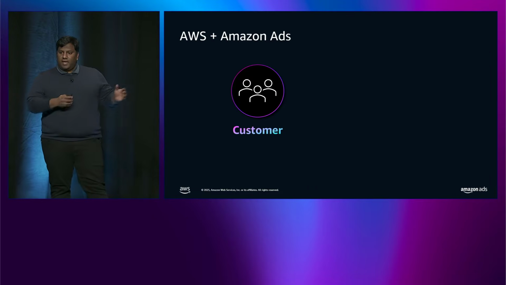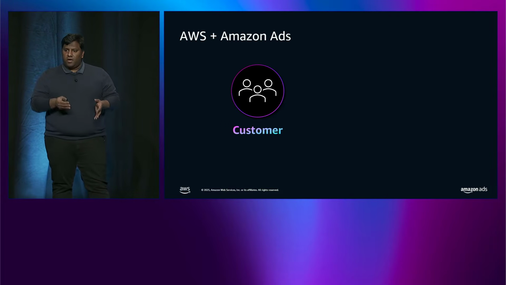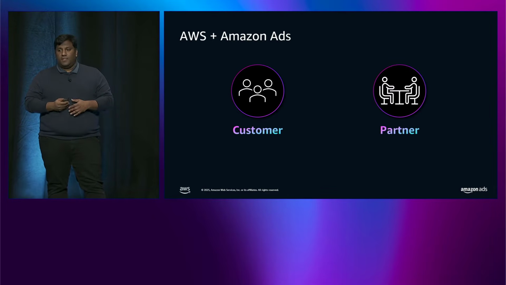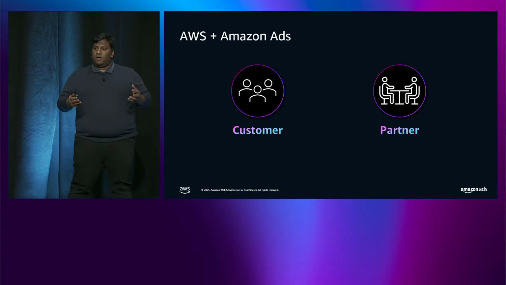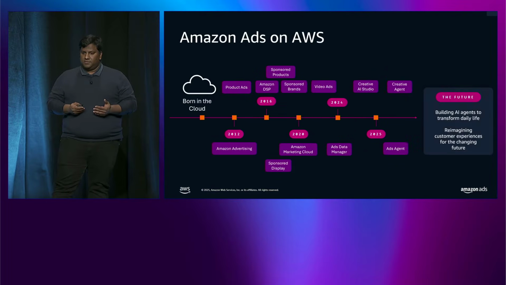Amazon Ads, on one hand, is a customer of AWS, just like you. They use AWS services and solutions to build their own products, their own services, and give that to their customers. On the other hand, they're a partner. We package our products with theirs and provide that to our joint customers. So this dual relationship has been greatly beneficial to us.